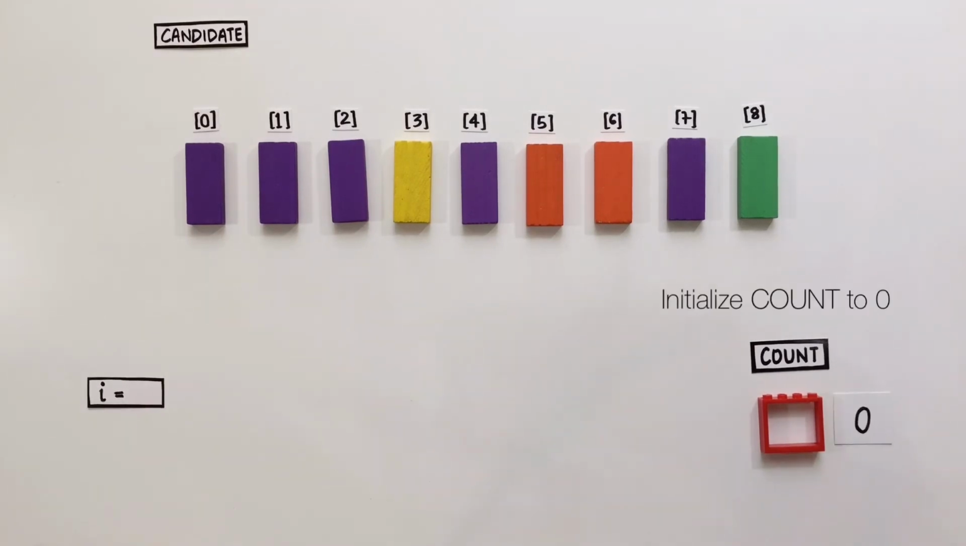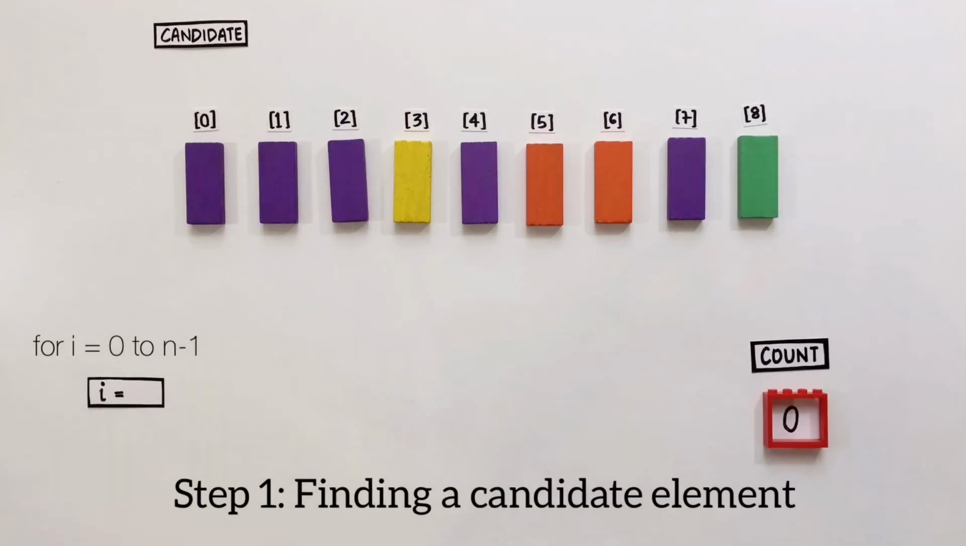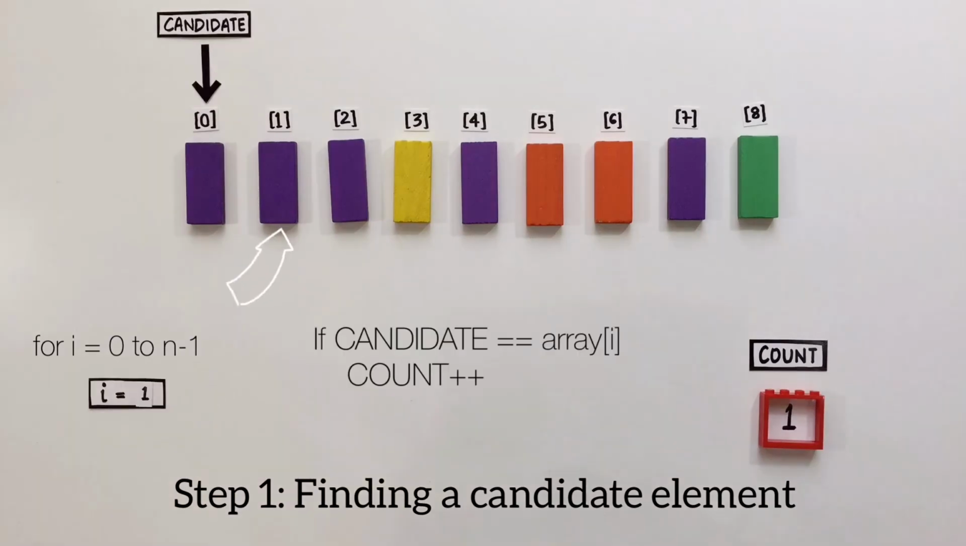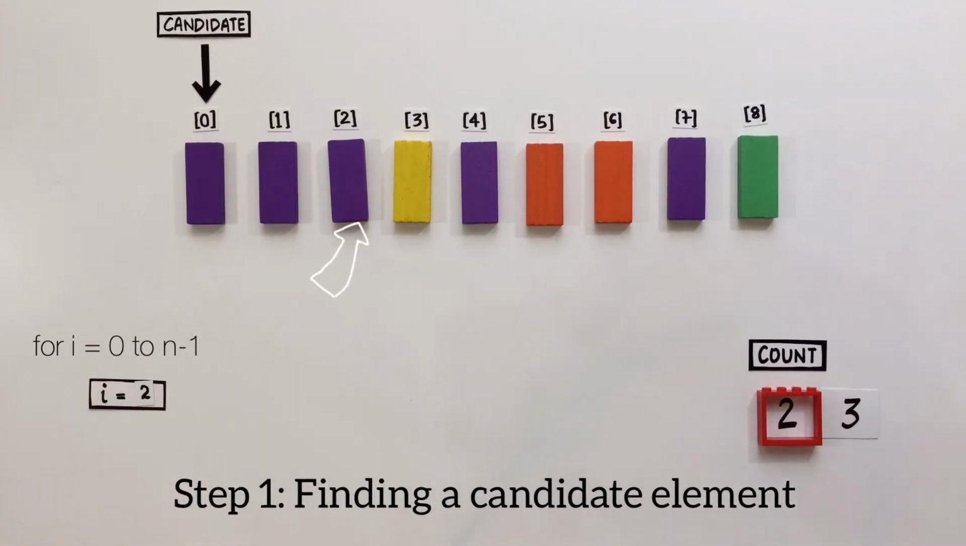First we initialize the count to 0. Then we go through the array. Since count is 0, we set the first element as a candidate element, so we increment count. In the next iteration the current element is equal to the candidate element so we increment the count. Again the current element equals the candidate element so we increment count.